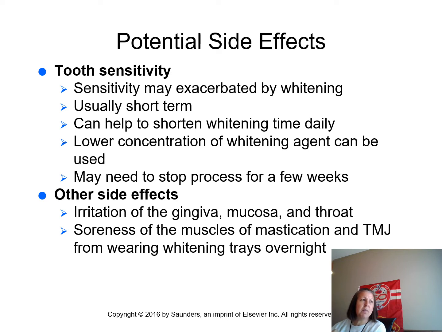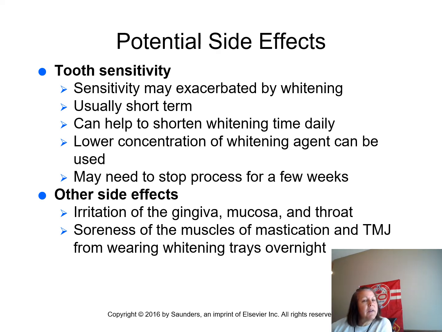We can also adjust the concentration of whitening agent that we provide to them. We have a 16% carbamide peroxide or a 22%. If a patient tells you right out of the gate that they have sensitivity on a daily basis, then you're going to want to go with the lower. You'll give them the 16%. If they have no sensitivity and there are no problems, then it's fine to start a patient off with the 22%. If the sensitivity is something that's becoming a big problem, we may need to stop that process for a few weeks, give their teeth a break, reevaluate what products we're using alongside that, and then resume.